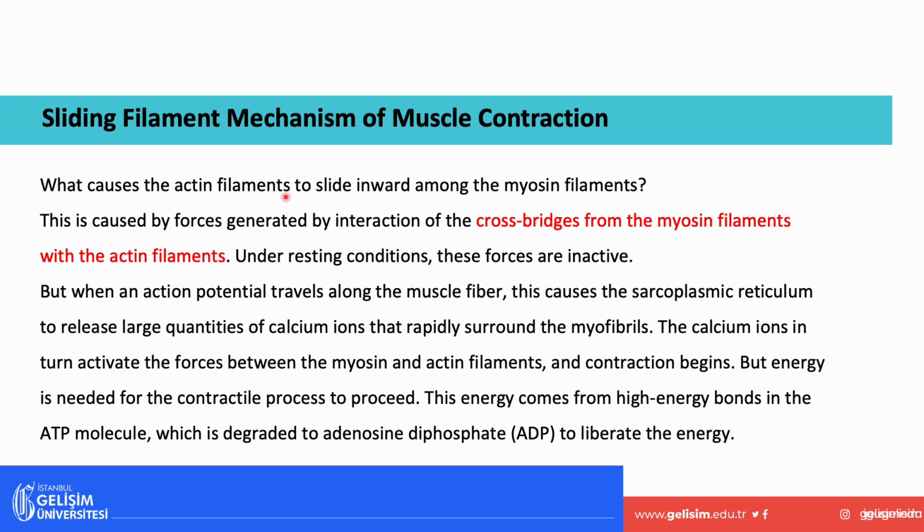So what causes the actin filaments to slide inward among the myosin filaments? The sliding filament mechanism of muscle contraction is caused by the interaction of cross bridges from the myosin filaments with the actin filaments. Under resting conditions, these forces are inactive. When an action potential travels along the muscle fiber, this causes the sarcoplasmic reticulum to release calcium ions, which activate the forces between the myosin and actin filaments, and contraction begins. ATP is degraded to ADP, adenosine diphosphate, to liberate energy for the contractile process to move forward.